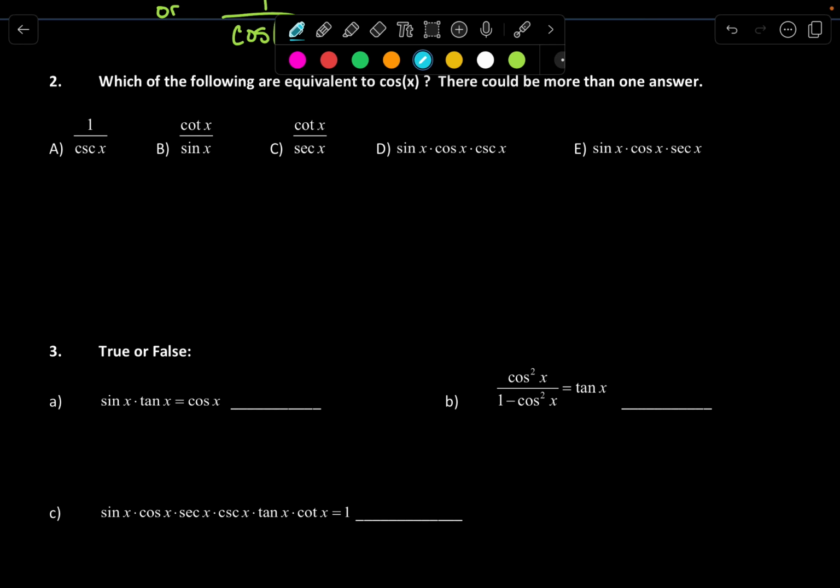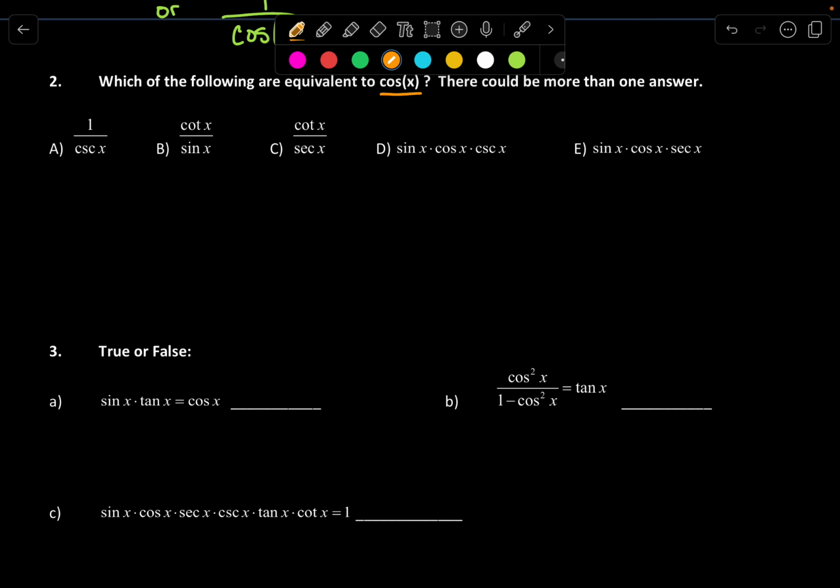The second question asks, which of the following are equivalent to cosine x? There could be more than one right answer. So essentially what I'm trying to do is use my trig identities to see if I can transform these answer choices into cosine x. And if I can, they are one of the correct answers.